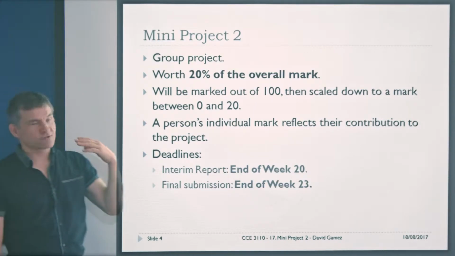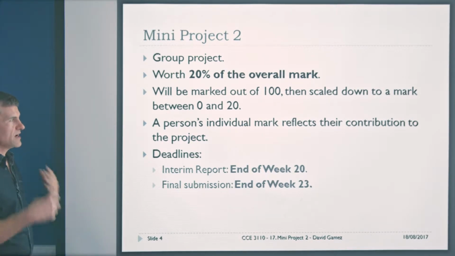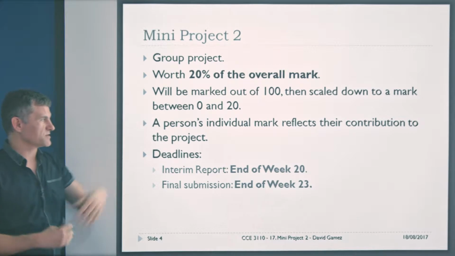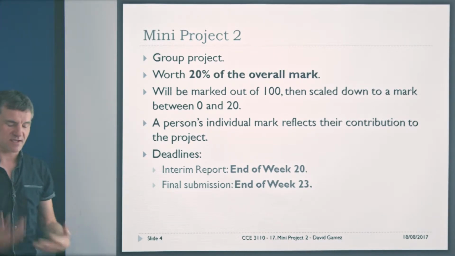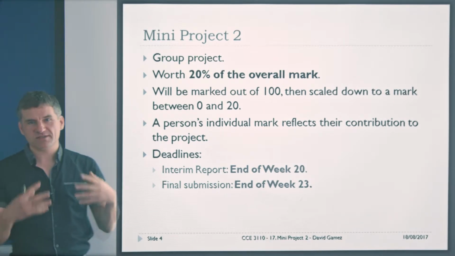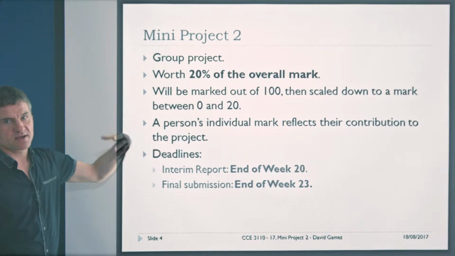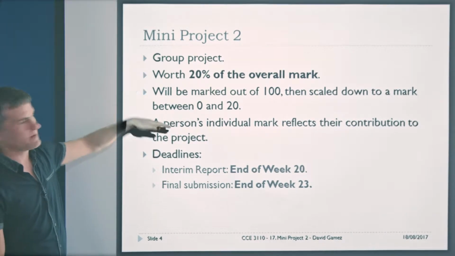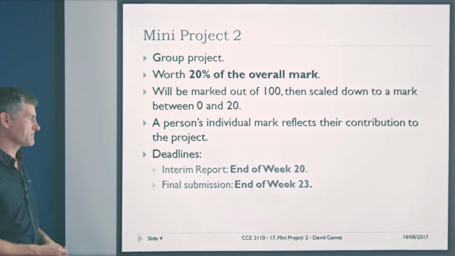Right, so as explained, it's a group project. It's worth 20% of the overall mark for the module. And so I'm going to mark it out of 100 and scale the mark down to a mark between 0 and 20. Now, in both of the submissions, as I will explain, there's a spreadsheet that's used to calculate a person's individual mark from the group mark based upon the contribution that they've made to the project. So although it's a group project, you are being assessed individually on what you've actually contributed to the group.